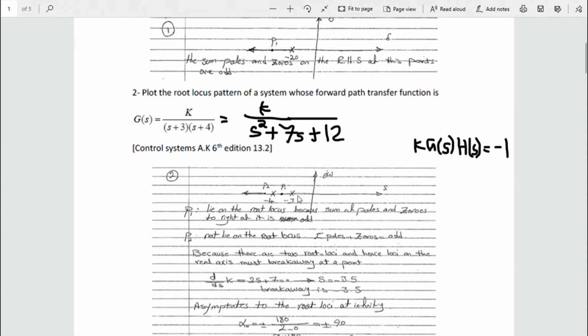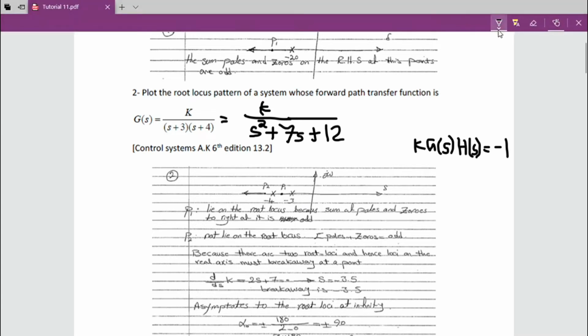So this is your point 1, going from right to left. This is your first point, so this is your odd numbered 1, and this is your point number 2, this is odd numbered point 2, right? So it will exist on the left hand side of an odd number of zeros or poles. What that means is the segment will be existing over here, right? So we know that.